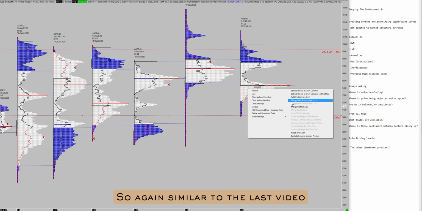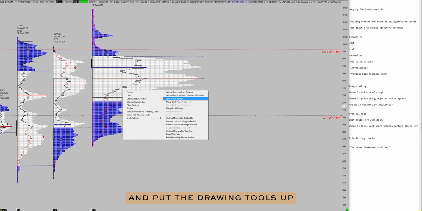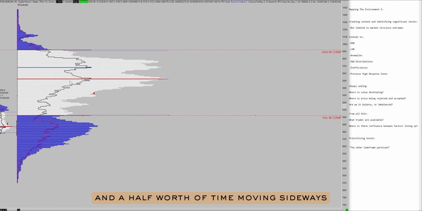So again, similar to last video, we're gonna combine these, and I've already put the drawing tools up, but what we're looking for is the week up to, in this case, I think it was June 8th, and we have a month and a half worth of time moving sideways. We have the value area high and the value area low. So again, this is a bunch of profiles compressed into one.